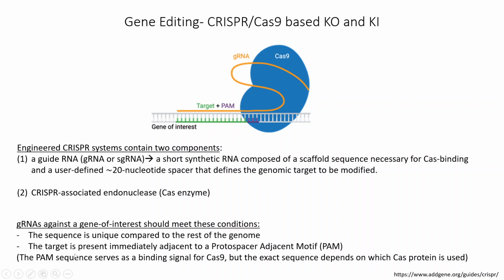And second is that the target is present immediately adjacent to this PAM sequence, which is very important for Cas9 binding to the right target and cleaving. Okay. So these things you have to keep in mind when you are designing guides.